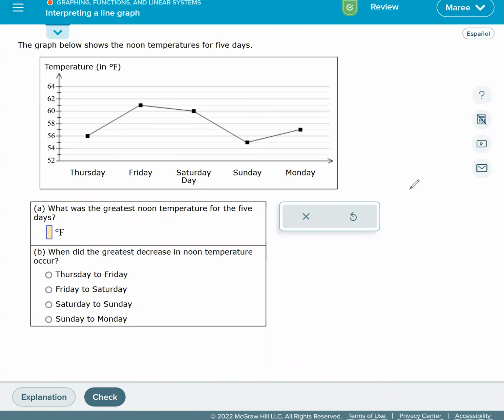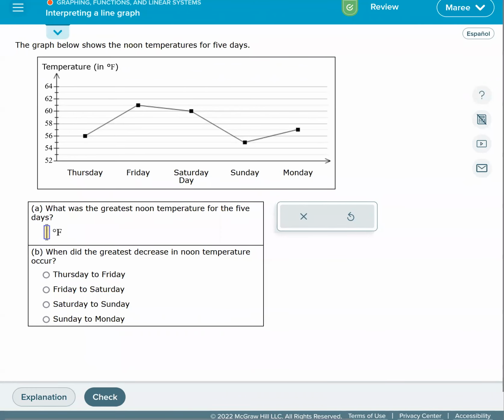This particular topic is basically answering questions about the graph that we're looking at. So we're going to look at this graph. There's temperatures at noon for 5 days. We want to know what's the greatest noon temperature for the 5 days. So we just look at our graph. The greatest is the one that's the highest, which would be on Friday.